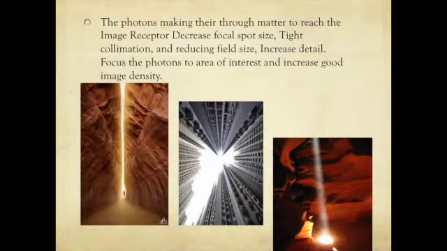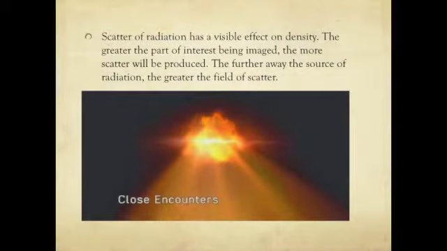The photons making their way through matter to reach the image receptor. Decreasing focal spot size, tight collimation, and reducing field size increase detail. Focus the photons to the area of interest and increase good image density. Scatter of radiation has a visible effect on density. The greater the part of interest being imaged, the more scatter will be produced. The further away the source of the radiation, the greater the field of scatter.